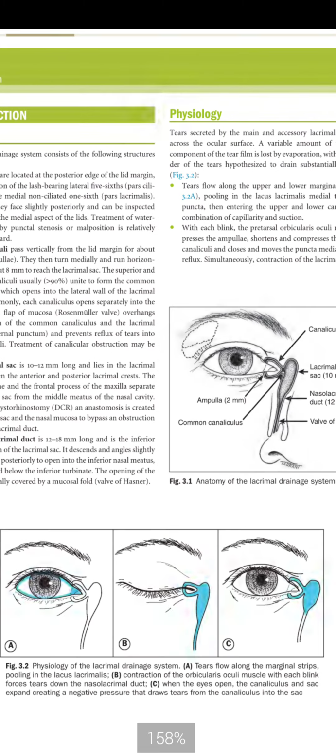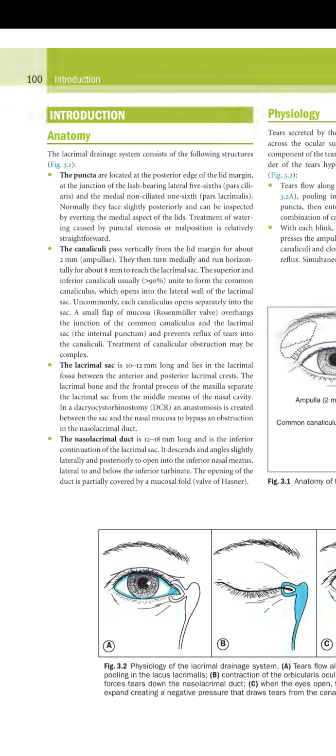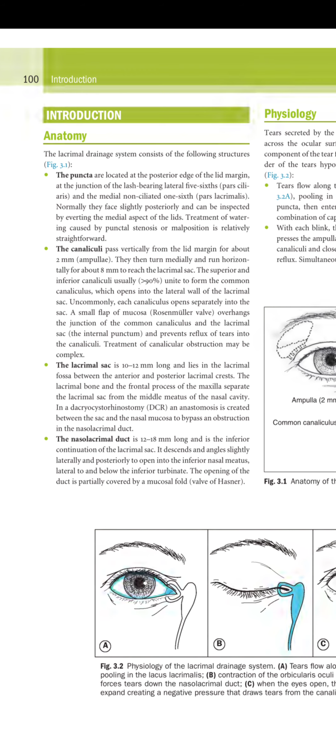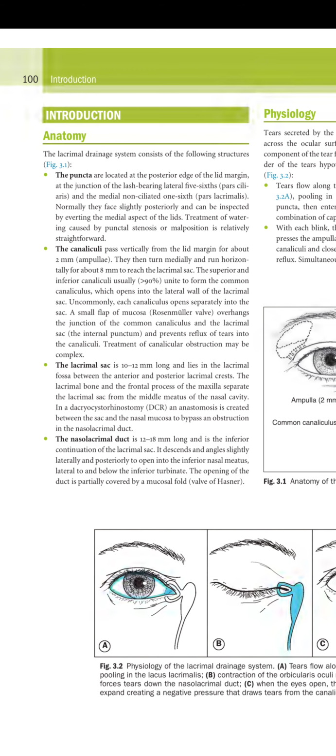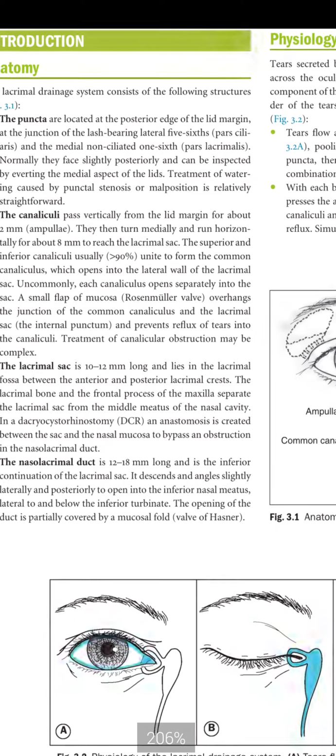The lacrimal drainage system consists of the following structures: the puncta, the canaliculi, the lacrimal sac, and the nasolacrimal duct. The puncta are located at the posterior edge of the lid margin at the junction of the lateral five-sixths, pars ciliaris, and the medial non-ciliated one-sixth, pars lacrimalis. Normally, they face slightly posteriorly and can be inspected by everting the medial aspect of the lid. Treatment of watering caused by punctal stenosis or malposition is relatively straightforward.